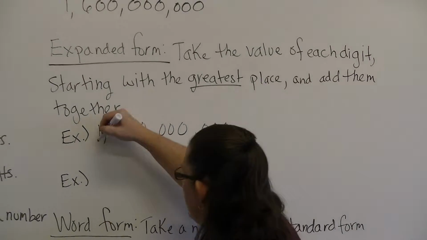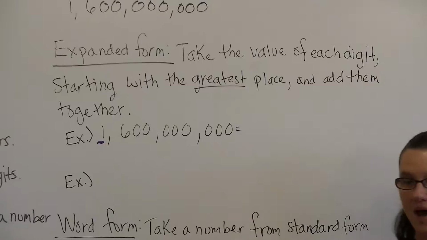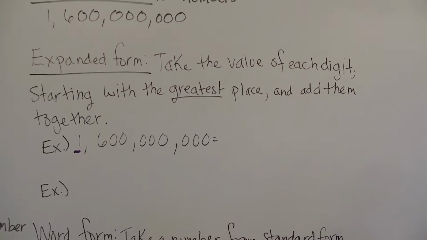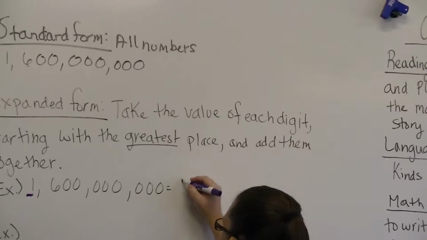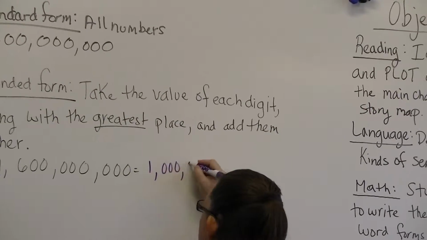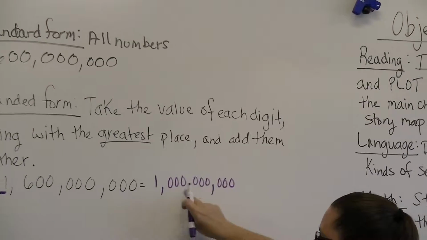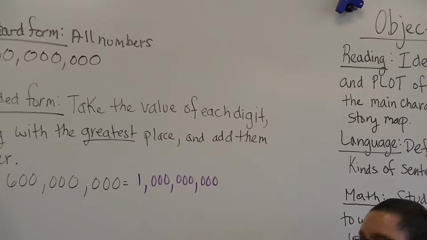Our greatest place here is the billion, so I'm going to start with my 1. It's in the billions place, so what's its value? 1 billion. So next to this, I'm going to write 1 billion. Make sure you carefully count your zeros and have 4 periods, 1, 2, 3, 4. That's how you can kind of check quickly.